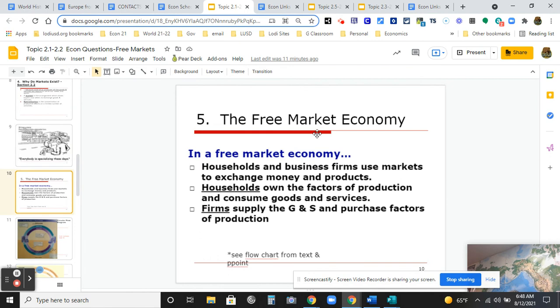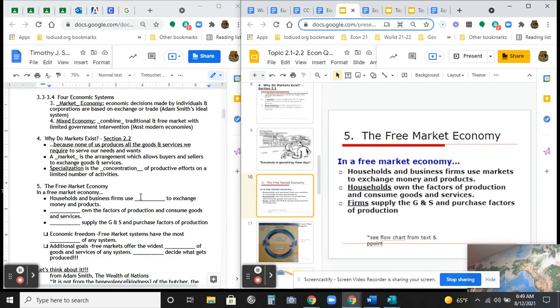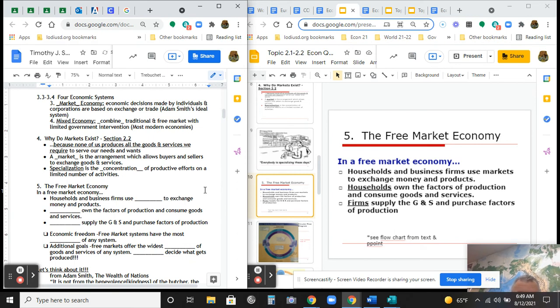All right, let's talk about the free market economy some more. In a free market, households and business firms use markets to exchange money and products. That's true. My household goes to a store to purchase groceries. Your household probably does too. But we don't just do that. My wife also will stop at the stand and pick up green beans or strawberries or cherries. So we don't always do the big market. Sometimes we go to a smaller market, but we're not producing all our own goods and services.